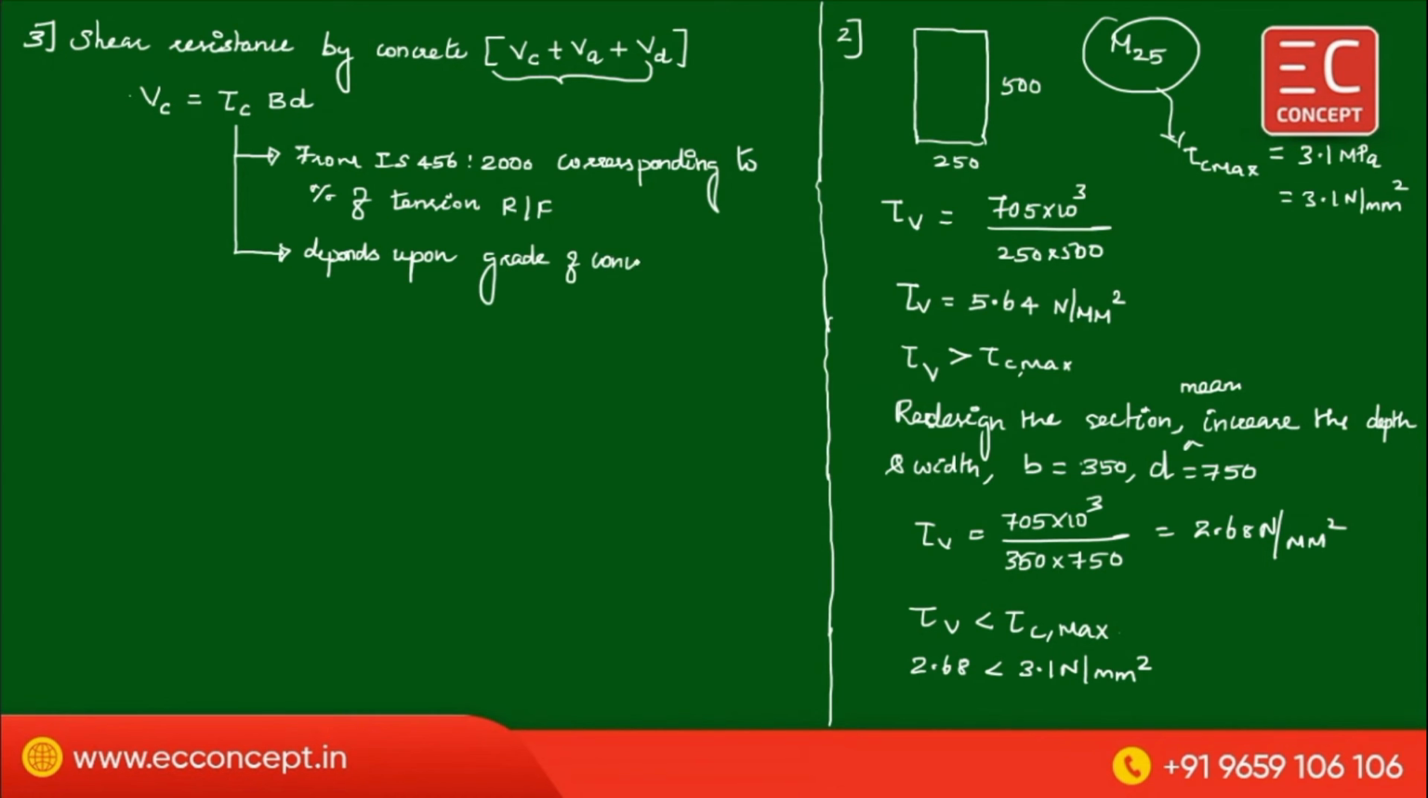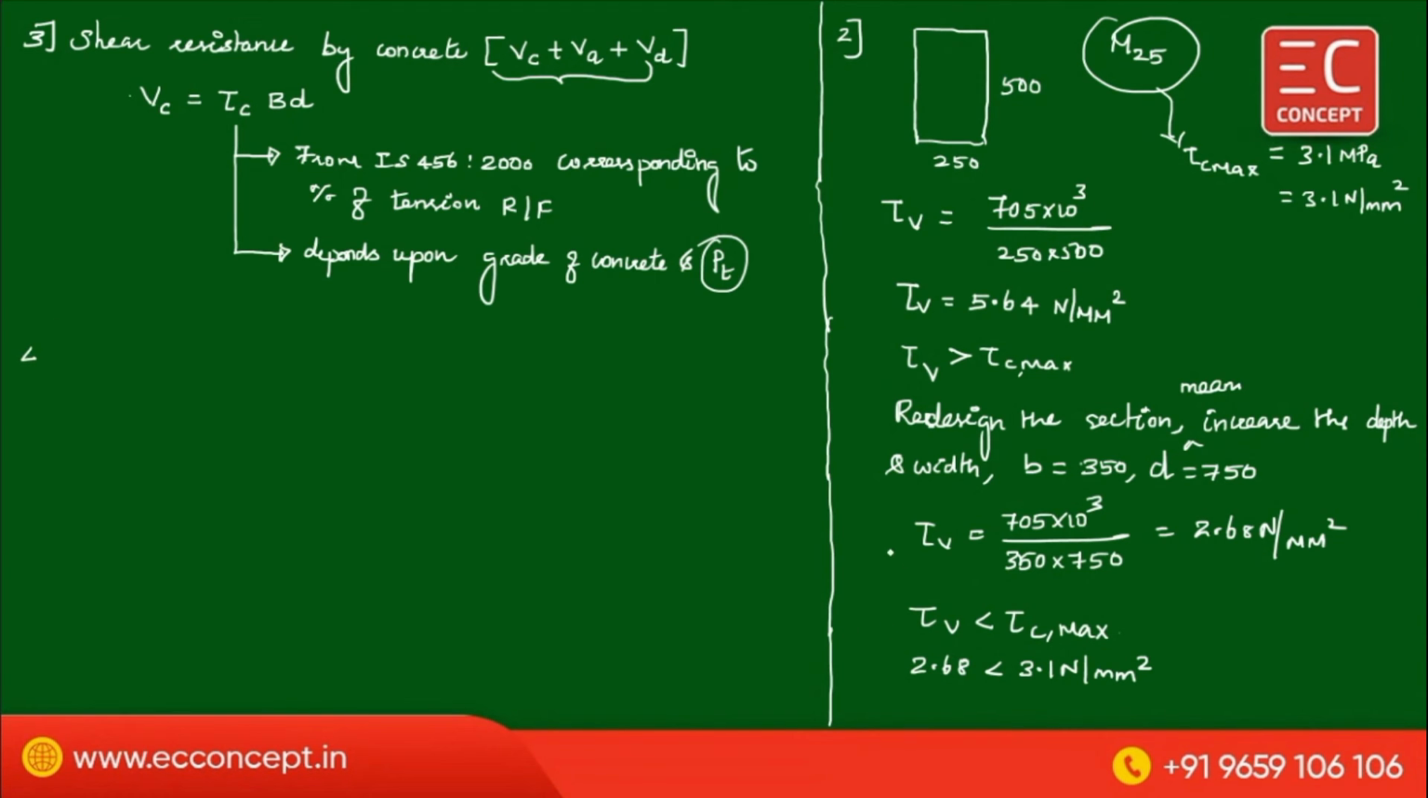grade of concrete and percentage of tension reinforcement. Understood? This is the VC. Now one part is over, shear resisted by concrete. Then what is the balance? The shear resistance due to shear reinforcement, both one.